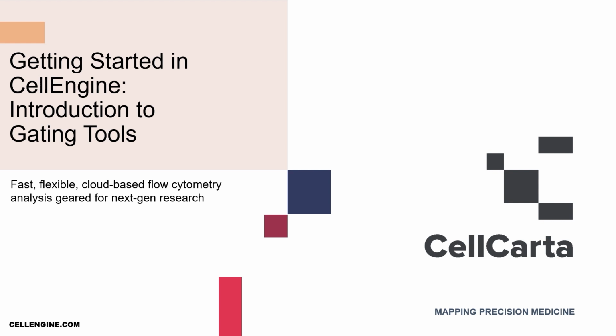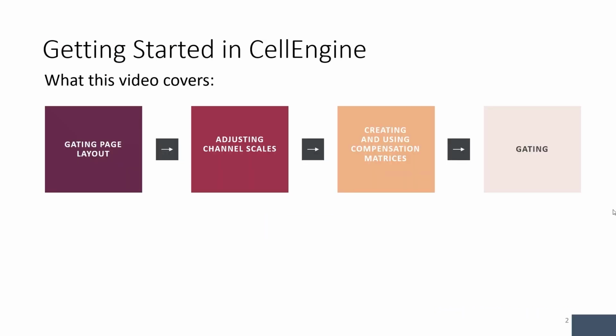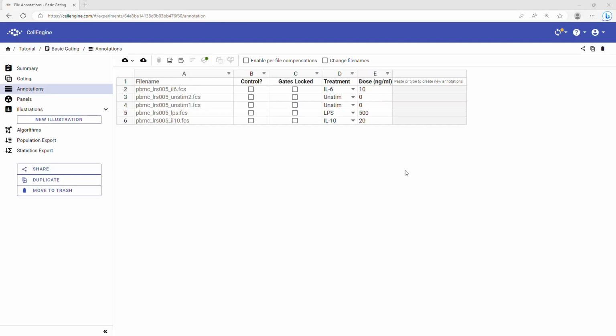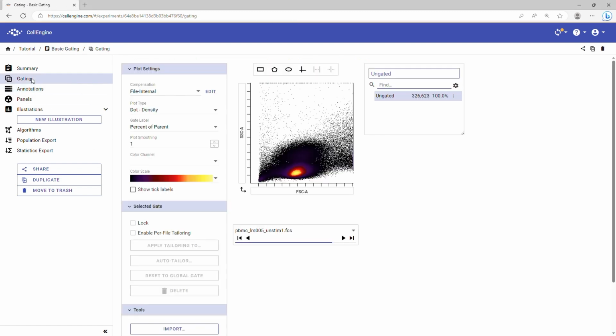I'm Anita, a technical application specialist with CellEngine, and today we'll be discussing basic gating. If you haven't watched the first video, which covered setting up an experiment and adding metadata, it'll be linked in the video description below. Today we'll discuss adjusting channel scales, creating compensation matrices, and setting up gates in your project. Some of the more advanced gating features like automatic gate adjustment and creating Boolean gates will be covered in the next video. I'm going to switch over to CellEngine, where I've opened the experiment that we made in the last video. Let's go to the gating page of this experiment.